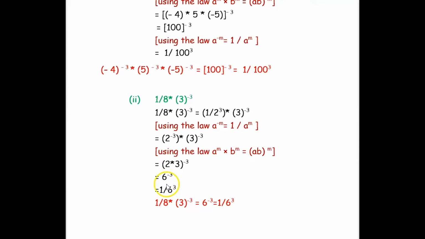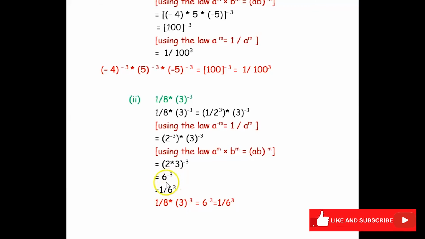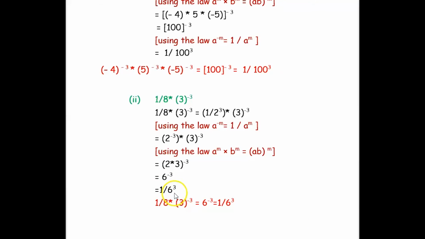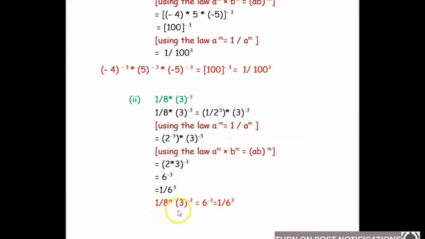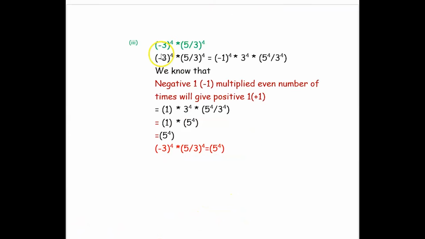We can rewrite this 6^-3 as 1 divided by 6^3 using the law a^-m equals 1 divided by a^m. So thus 1 divided by 8 into 3^-3 is equal to 6^-3, which is equal to 1 divided by 6 raised to the power of 3. Next question is (-3) raised to the power 4 into (5 divided by 3) whole raised to the power of 4.